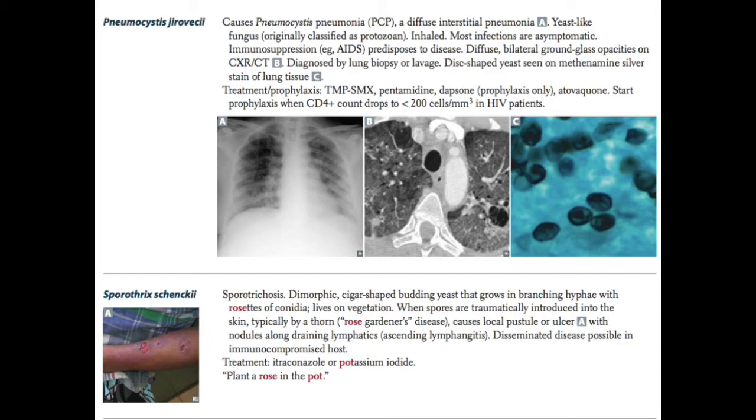The yeast is a cigar-shaped budding yeast visible in the pus. So you can actually take a sample of the pustule and you can look at it under the light microscope and you can see this fungus. Treatment includes itraconazole or potassium iodide.